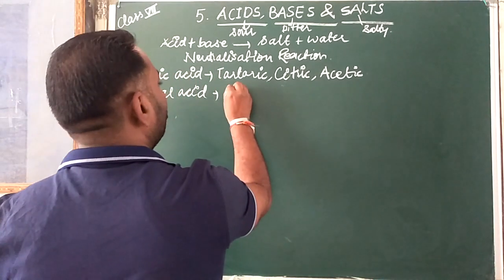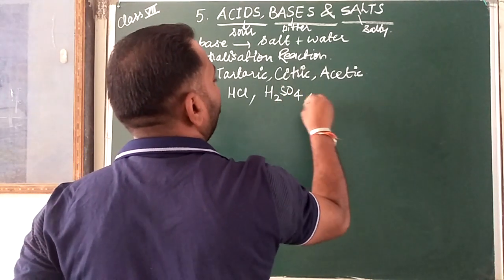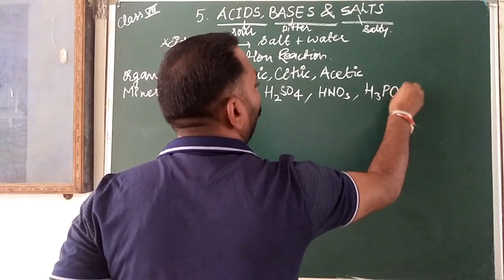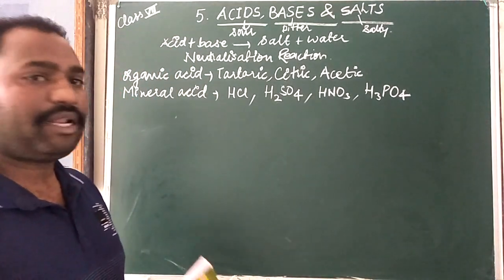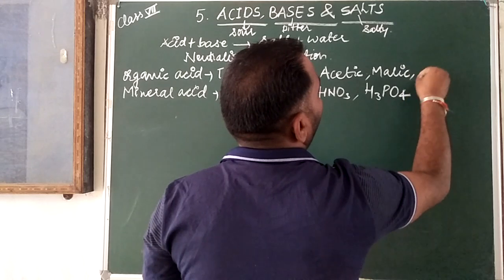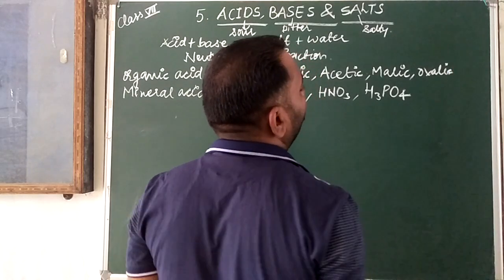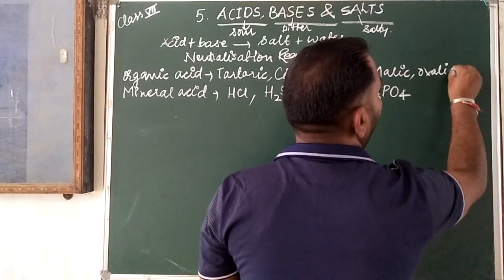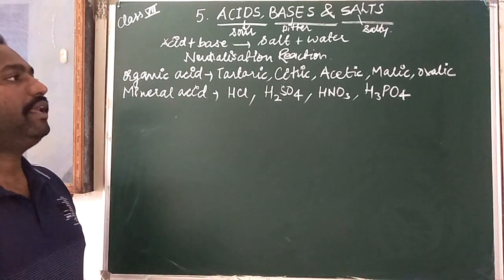These are the examples of organic acids. And mineral acids include HCl, that is hydrochloric acid, H2SO4, that is sulfuric acid, HNO3, that is nitric acid, H3PO4, that is phosphoric acid. So these are some examples we can use, and sometimes you will see malic acid in the apple. Oxalic acid is generally found in brinjal and like that. So these types of acids are generally organic acids, and we can take them in the form of food.